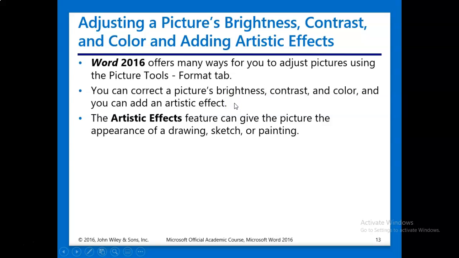Adjusting a picture's brightness, contrast, and color, and adding artistic effects. Word 2016 offers many ways for you to adjust pictures using the Picture Tools Format tab. You can correct a picture's brightness, contrast, and color, and you can add an artistic effect. The artistic effects feature can give the picture the appearance of a drawing, sketch, or painting, such as what you see on some of the filters for your Snapchats and phones.